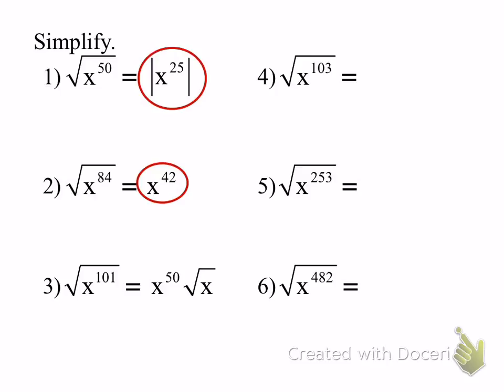Tyler? So we're going to have 51. Good. X to the 51st times radical x. Perfect. So 102, half of that. Okay, next one. Michael?